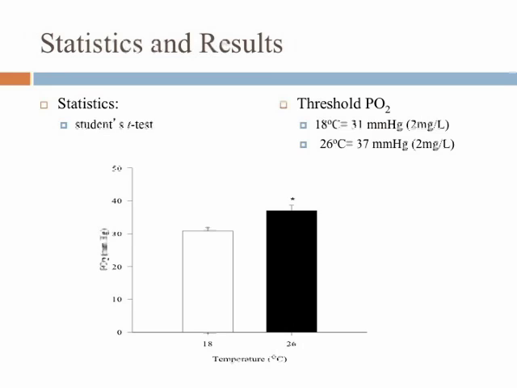What we found was that the minimum threshold PO2, partial pressure of oxygen, increased with temperature. But the interesting point is that when you convert this to milligrams per liter, you find out that it's around the same, about 2 milligrams per liter, which is to say paddlefish in acute hypoxia will lose equilibrium at around the same milligrams per liter.